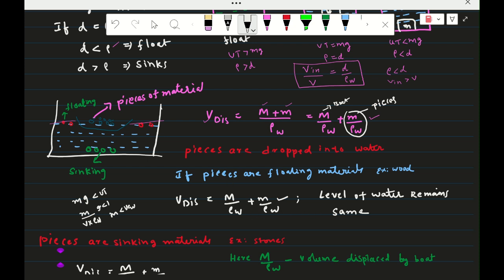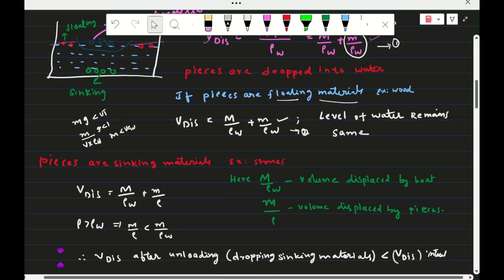So now this is equal to the first equation. This is the initial water displaced. Now here also the same amount of water is displaced. Second equation. So there is no change in the level of water when the boat is carrying floating material. The initial water displacement and the final water displacement after unloading, the water displaced by the boat and the pieces, both are the same. So no rise in the level of the water in the beaker or in the experiment, right? The boat level will not rise.